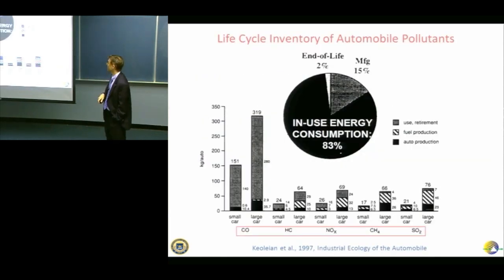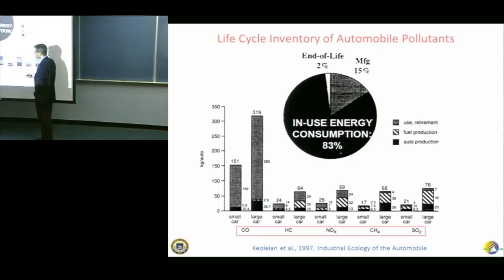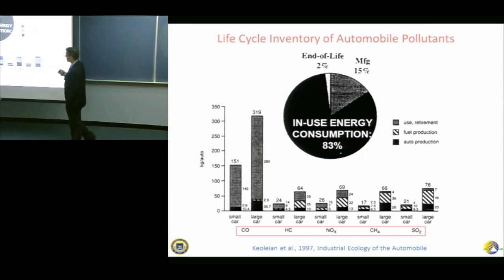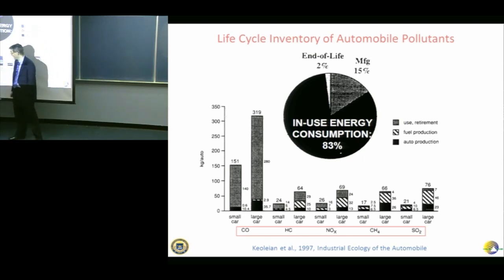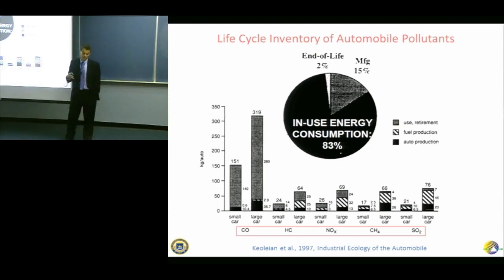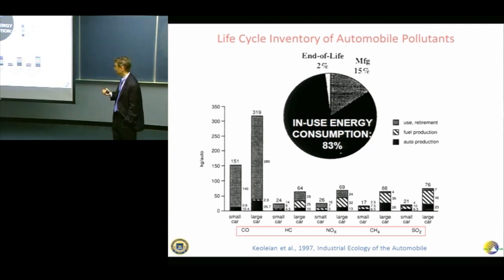This is just an inventory analysis from a circa 1990s vehicle, a large car and a small car, just looking at different criteria pollutants: carbon monoxide, hydrocarbons, NOx, methane, sulfur dioxide. And it's interesting. You see, at least for the energy consumption, that the use phase dominates, which tends to be what we think. But what this LCA taught me that I didn't know, I remember when this came out when I was a graduate student, is that if you're thinking about sulfur and methane, methane's a potent greenhouse gas, thinking about NOx, the fuel supply chain is quite important, particularly as cars get bigger. And at that time, there was really no hope that the CAFE standards were going to go up. So you can use the LCA for insight with respect to processes or specific stages of the life cycle. Anybody surprised by this?